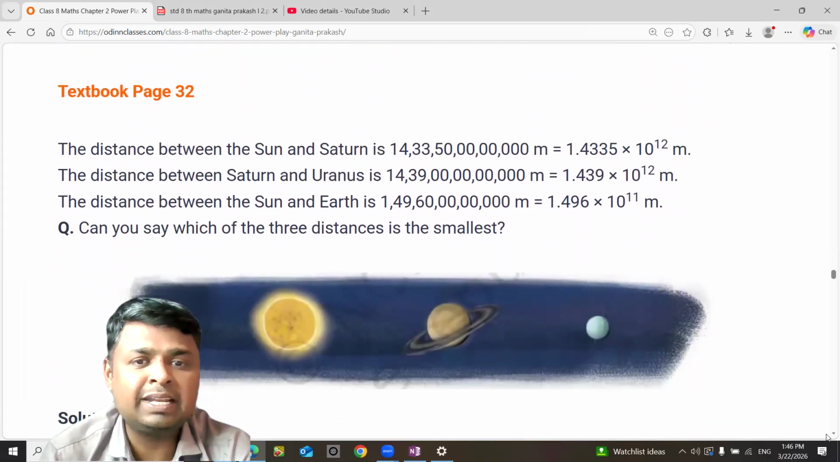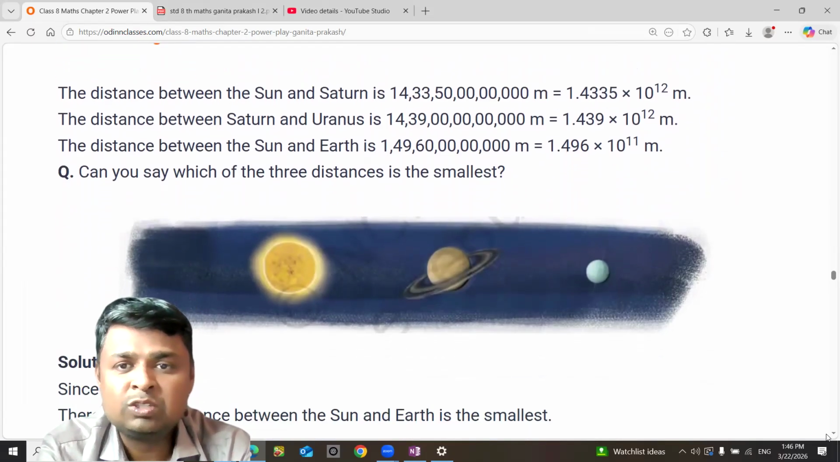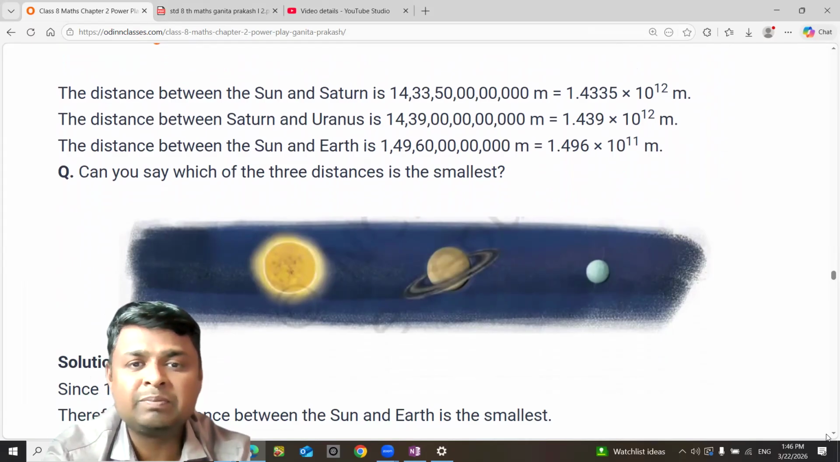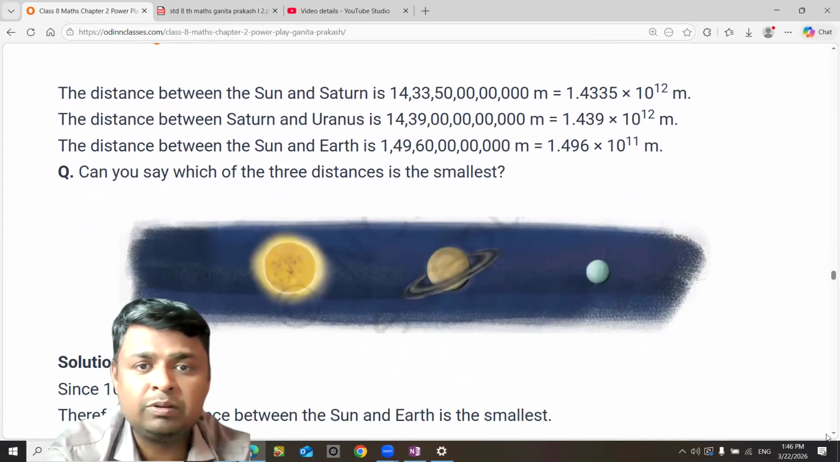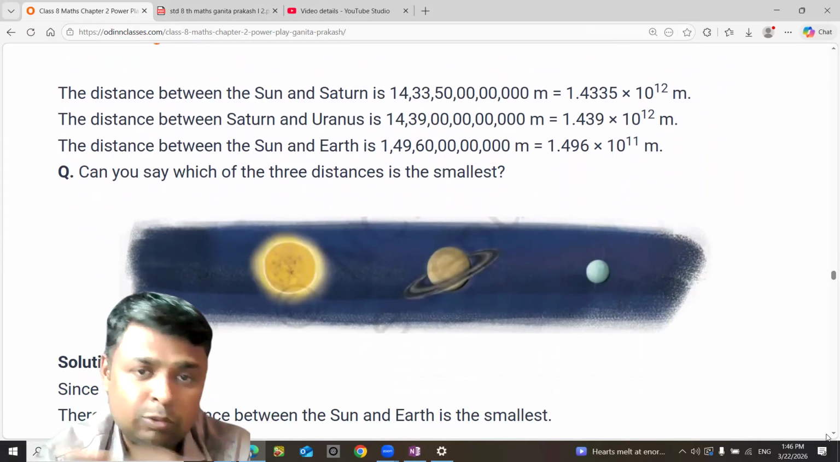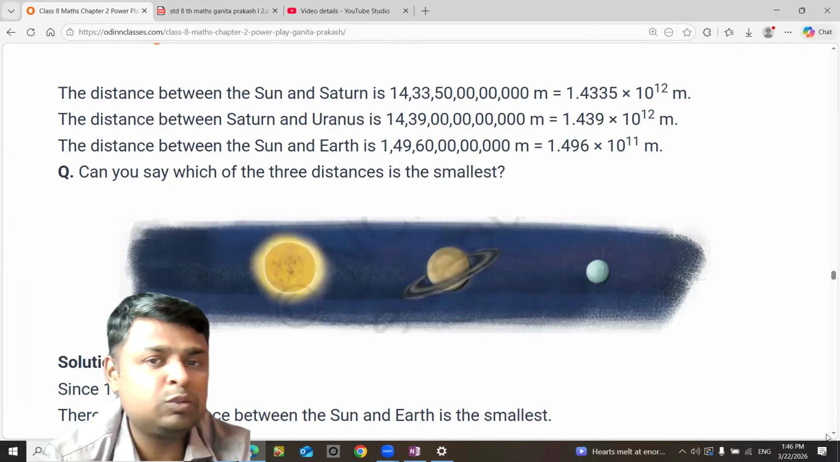Now, the distance between Sun and Saturn is this much. You can write it in the form of the power of 10. So count how many places there are. You put the decimal after the first number. The first digit is 1. After that, you put a decimal point and count how many times you are going to the right side. Count 1, 2, 3. Like that, you have to count. You are going 12 times to the right side. So 10 raised to 12.